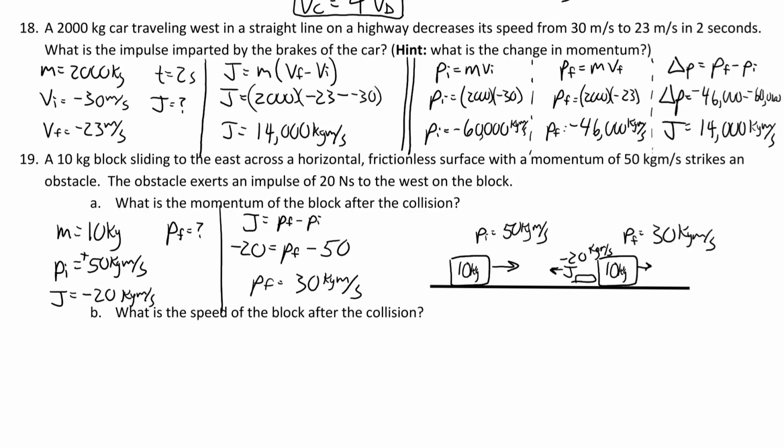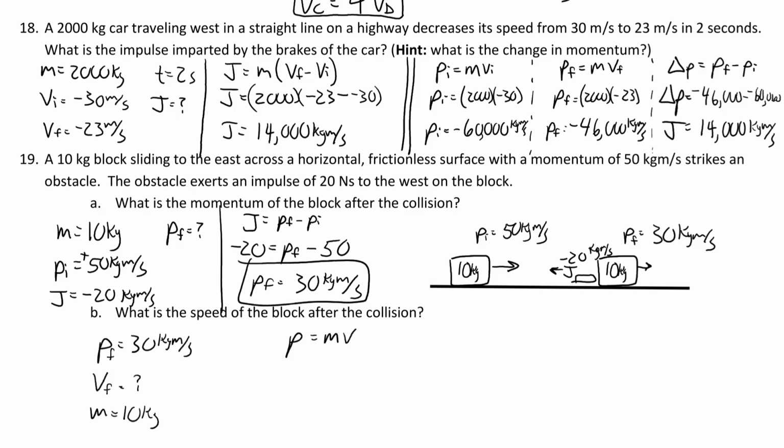Really tough to do if you didn't know what the final momentum is. So now let's use this final momentum. So the momentum is 30 kilogram meters per second after the collision. And we're looking for the velocity after the collision. And we know the mass is the same, 10 kilograms. And it works out to be just the same. P is equal to mv. All right, so this is 30. The mass is 10. The velocity is what we're looking for. So the velocity is equal to 3 meters per second.